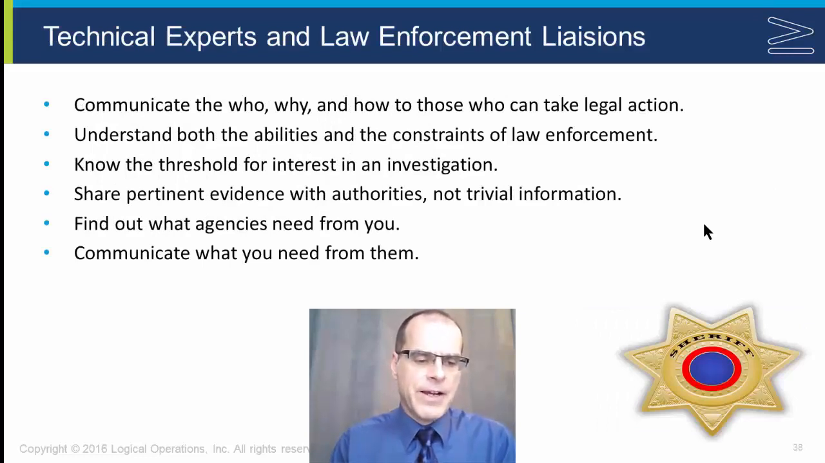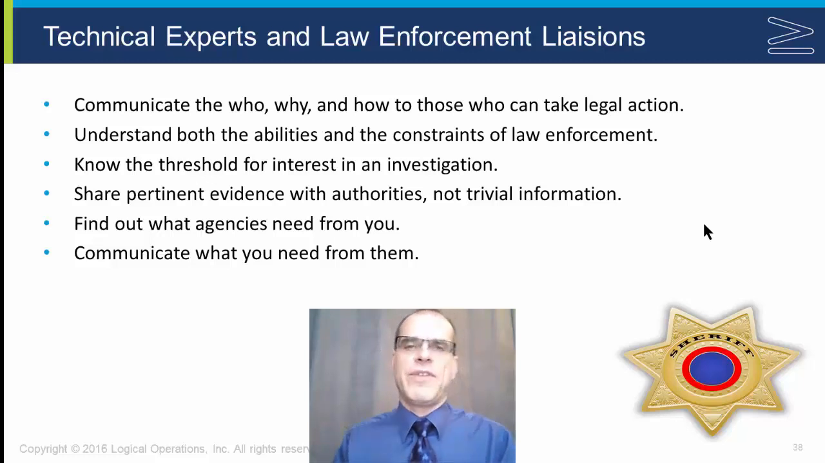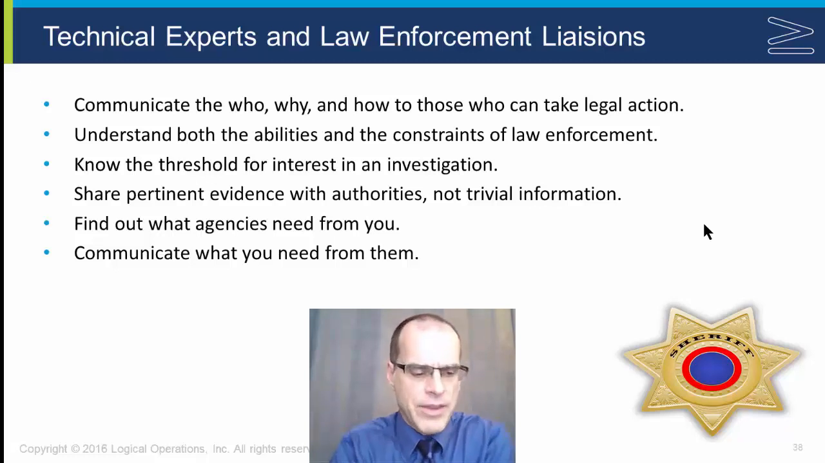Following our investigation, we may need to act as a technical expert or a liaison with law enforcement to communicate exactly the details of the particular incident. So if we've done our investigation and we've identified that the incident involves some criminal action that we want to report or that we are required to report to law enforcement, then we are going to want to make sure that we are able to communicate the details surrounding that incident clearly and effectively through to law enforcement.